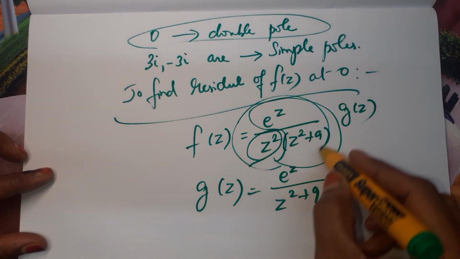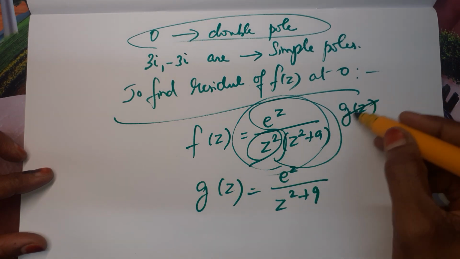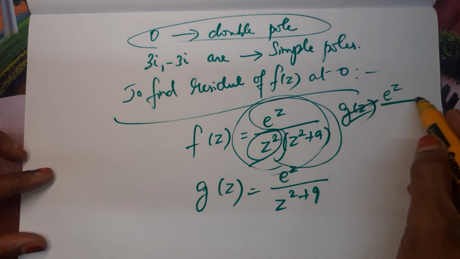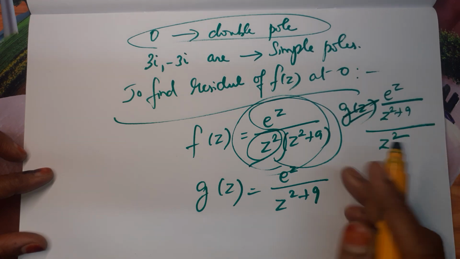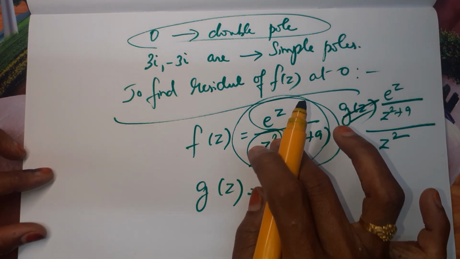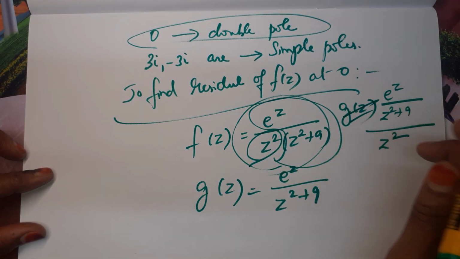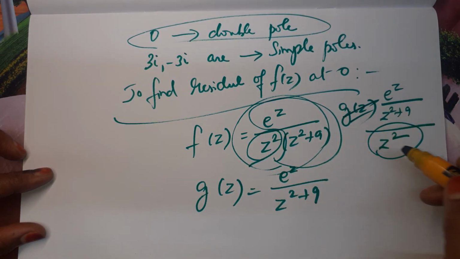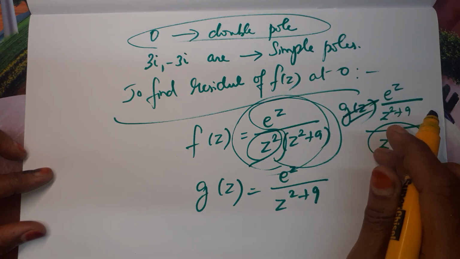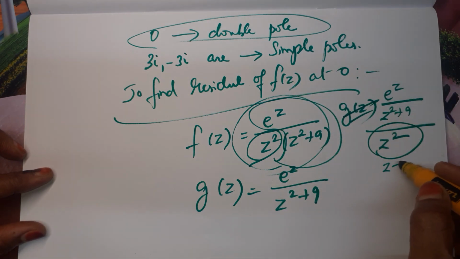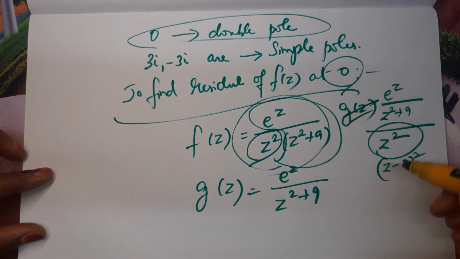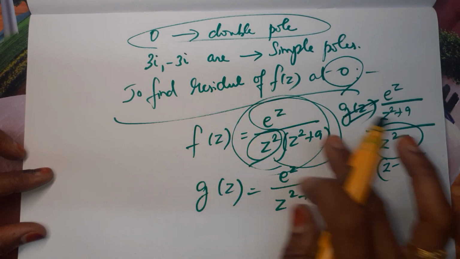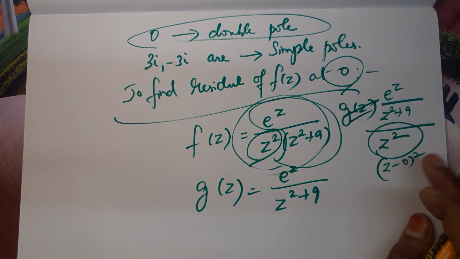This can be rewritten as e^z / (z squared plus 9), the whole divided by z squared. We rewrite it this way because in the denominator we have to take the factor of the pole. z squared can be written as (z minus 0) squared, since 0 is a pole. Since it is a double pole, (z minus 0) squared will come in the denominator.